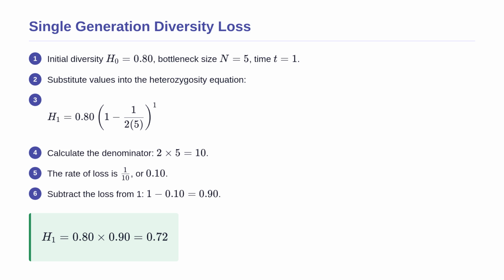The denominator of our fraction becomes 2 times 5, which is 10. This means the rate of loss is 1/10, or 10% per generation. Subtracting this from 1 leaves us with a retention factor of 0.90. Multiplying our initial diversity by this factor gives a final heterozygosity of 0.72. Physically, this means the hurricane caused an immediate, permanent loss of 10% of the species' genetic variation.